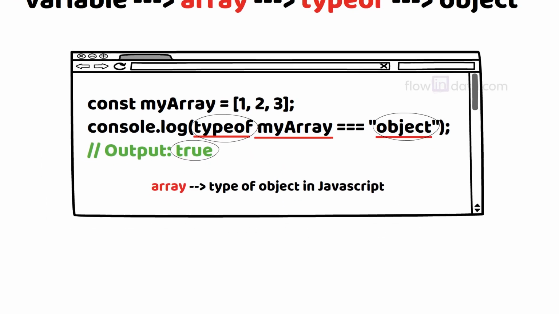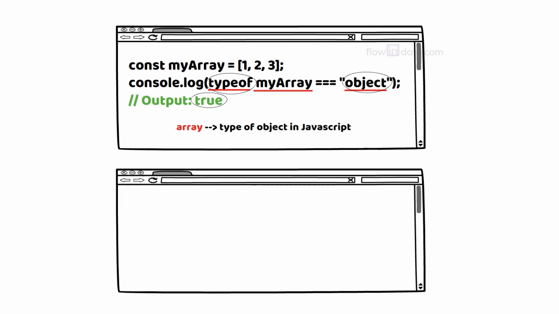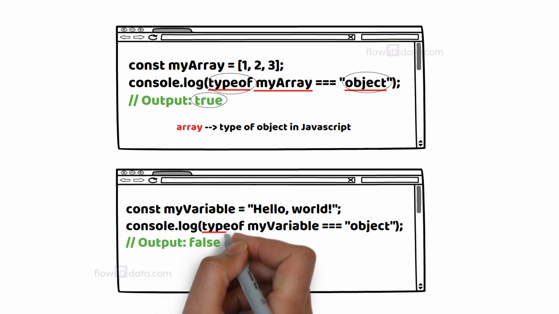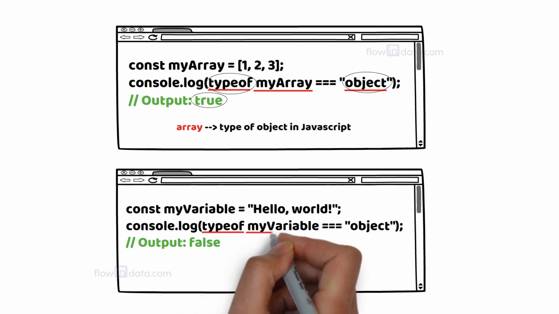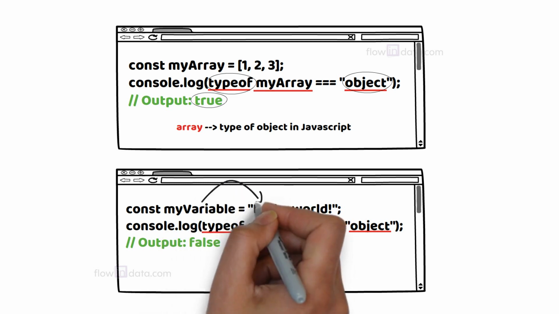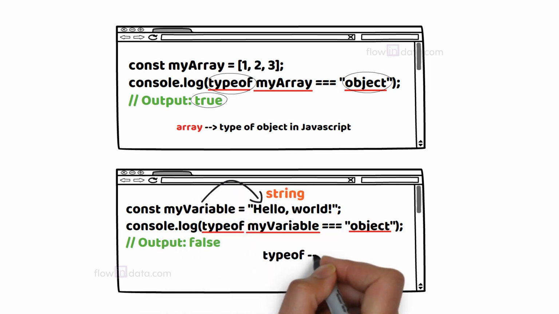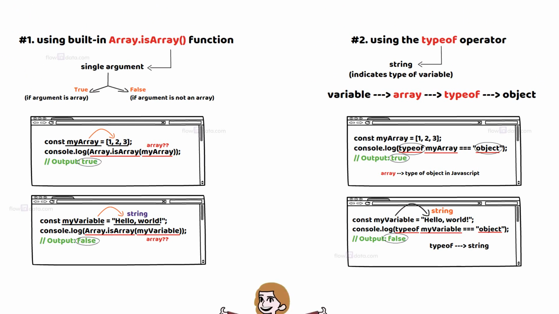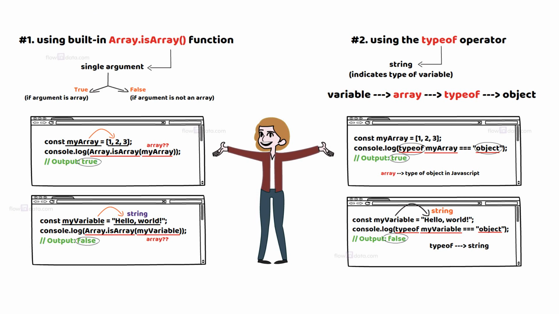We can also use typeof to check a non-array variable. So here is the example. In this example, we have used the typeof operator to check if myVariable is an object. Since myVariable is a string, typeof returns string and the statement evaluates to false. Okay, so there you have it, two simple ways to check if a variable is an array in JavaScript.